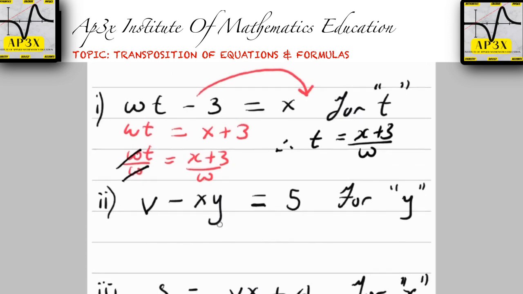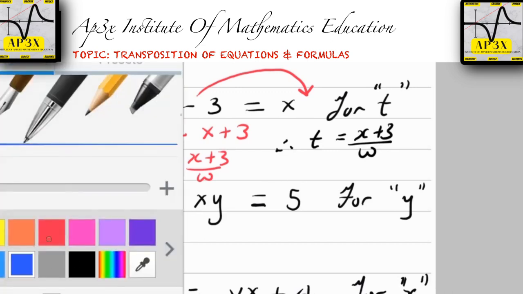Now, let's look at example number 2 here. We have V take away XY is equal to 5, and I'm looking for Y. There's a couple of things that you can actually do here. Okay, let us go with our first instinct. The first instinct here, based on what you've just learned, is to get rid of the V, then get rid of the negative X. So I'm going to go ahead and do just that.